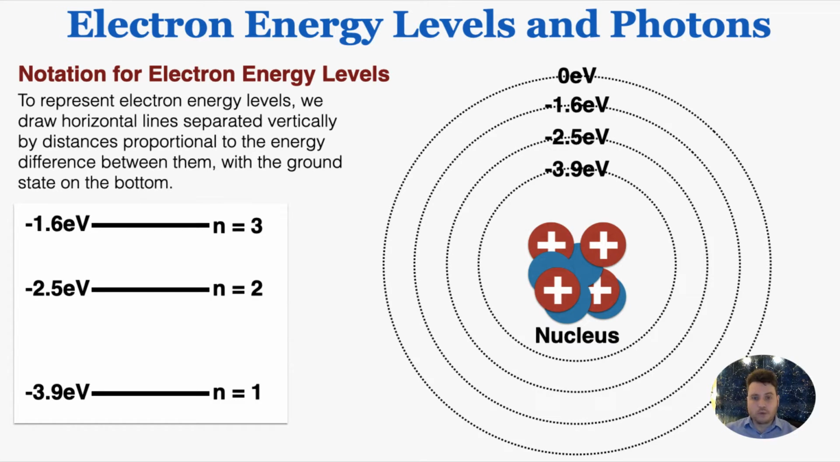As an example, this is one way I could represent this atom using a simpler diagram. This is the type of diagram that we usually use in these problems. You can see that the ground state is on the bottom, the other energy levels are above the ground state, and the distance between the lines is proportional to the difference between the energies. So the difference between negative 3.9 and negative 2.5 is 1.4, and 1.4 is larger than that other difference of 0.9 electron volts. So I drew line 1 and 2 farther away from each other than line 2 and 3 to represent that the energy difference between the first two is bigger than the second two.